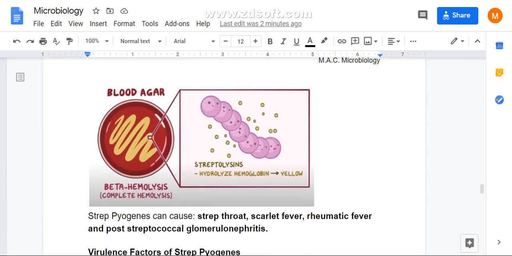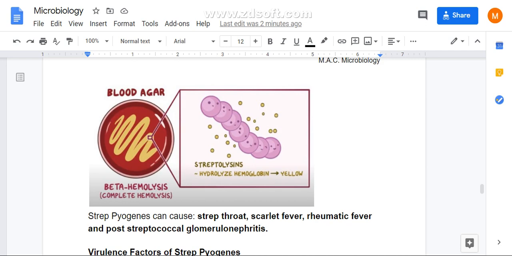So this is just to show you how this might look. On blood agar, complete hemolysis breaks down hemoglobin into, I forget what the yellow metabolite is called. Yeah, bilirubin. So it breaks down hemoglobin into bilirubin. That's why you're seeing this yellow streak here, right?